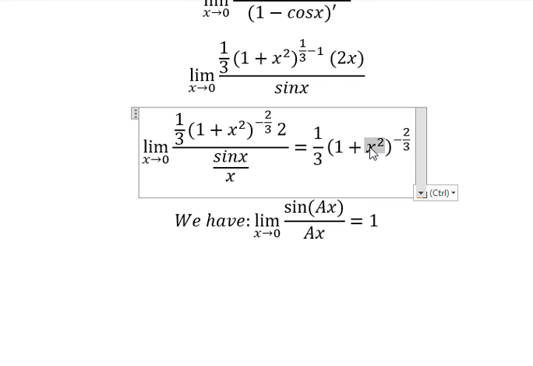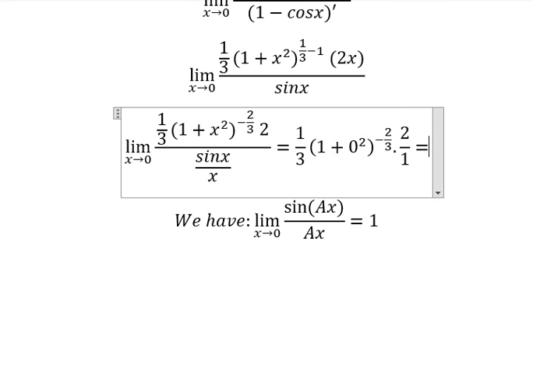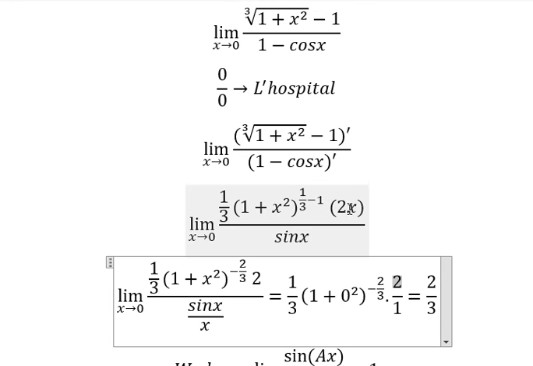I will put number 0 in here, multiply by number 2 over number 1. So we simplify this one, and we have 2 over 3. Because this one we have 1, this one we have 1, so we just have number 2 over 3. And that is the final answer. This is the end. Thank you for watching.